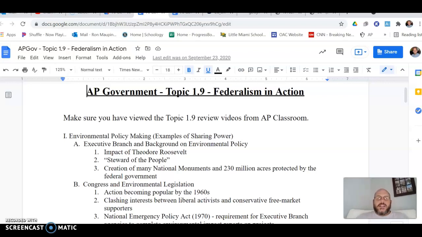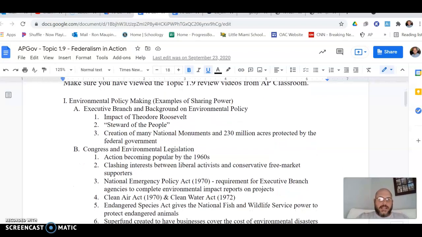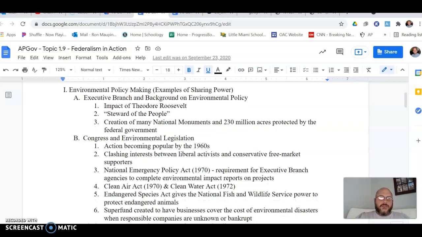But in this particular case, we're going to be taking a look at environmentalism, and this is the first of a few-part lesson focusing in on federalism in action, with at least the first two parts focusing in on the application of federalism towards environmental policy. And in this particular lesson, we're going to be taking a look at how the executive and legislative branches share that power with regard to environmental policy.